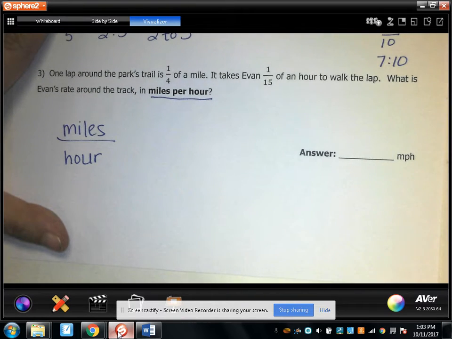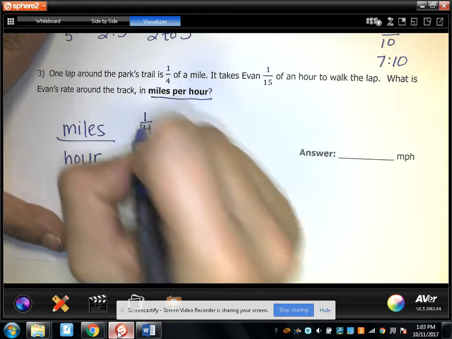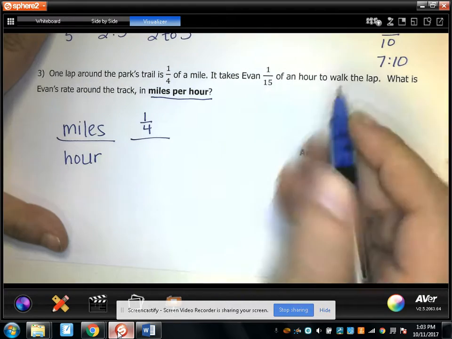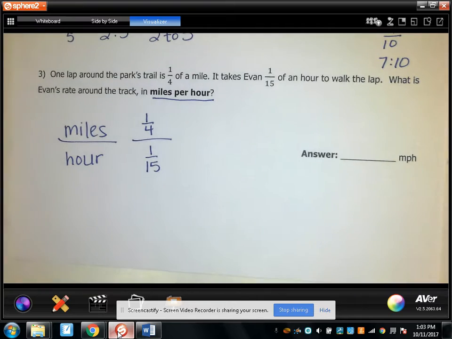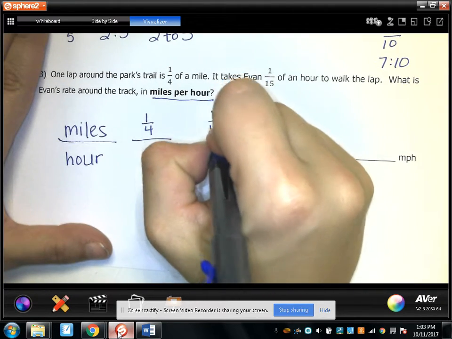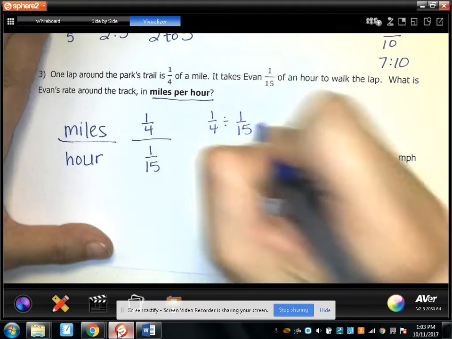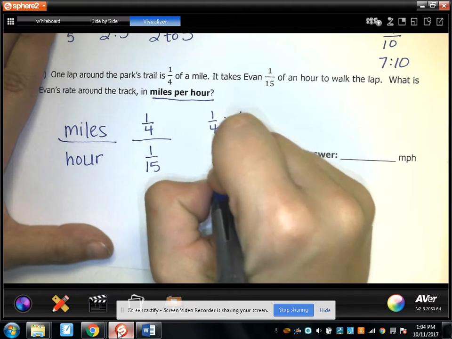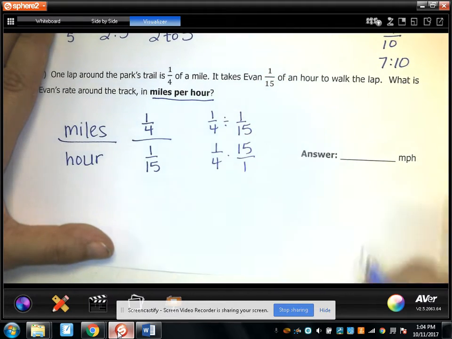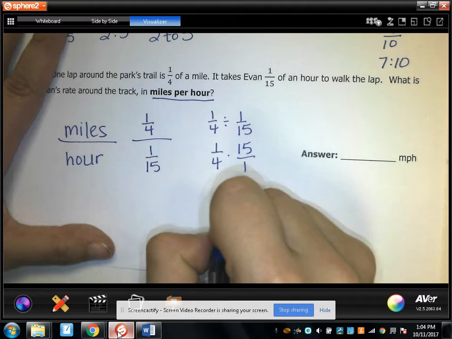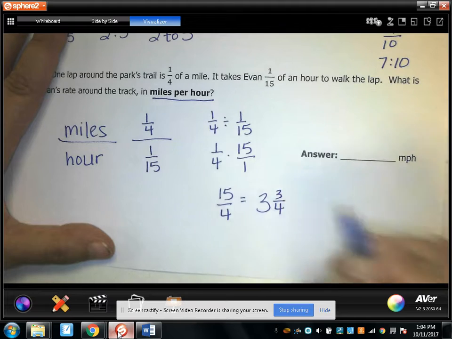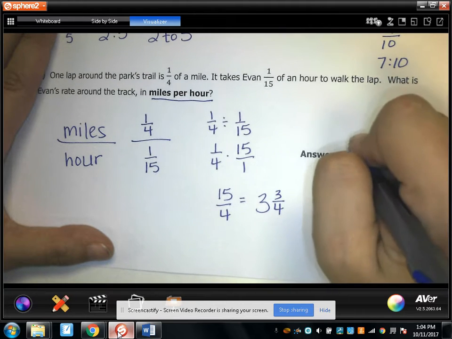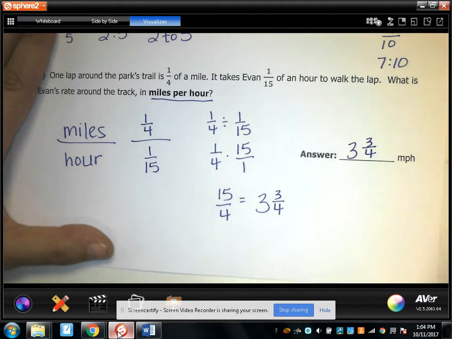Now, it says Evan can go 1/4 of a mile in 1/15 of an hour. So what I would have to do to find out his miles per hour is do 1/4 divided by 1/15, which is 1/4 times 15 over 1, which is 15/4, which is 3 3/4. So Evan is walking at 3 3/4 miles per hour.